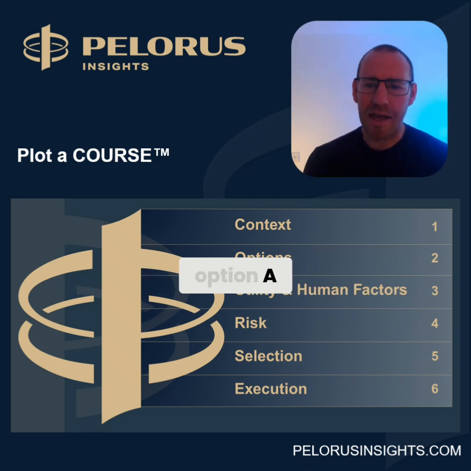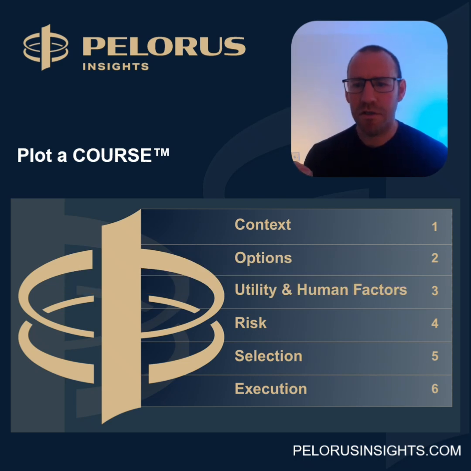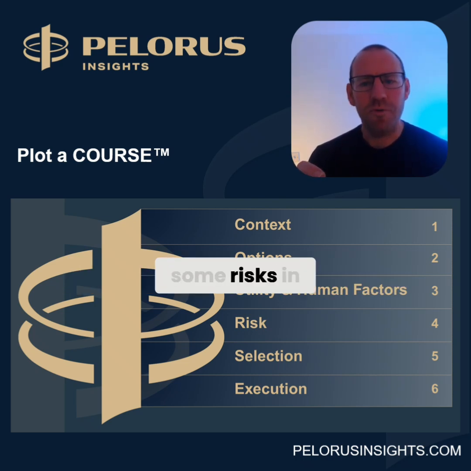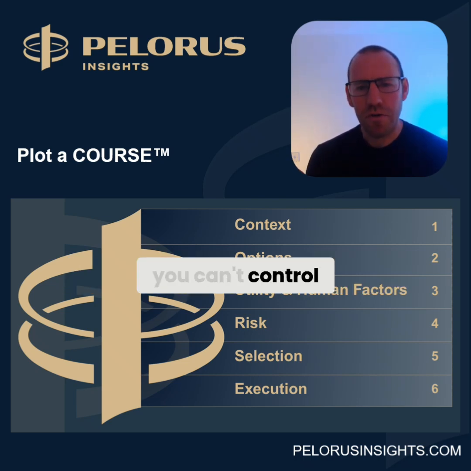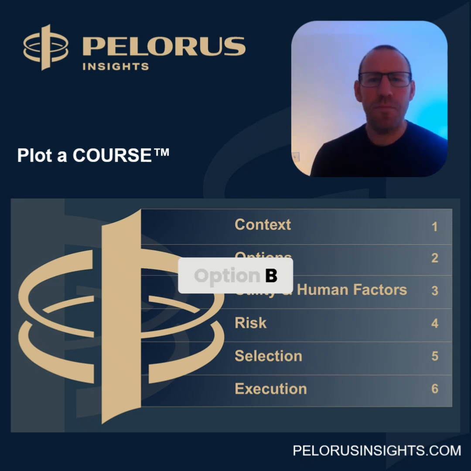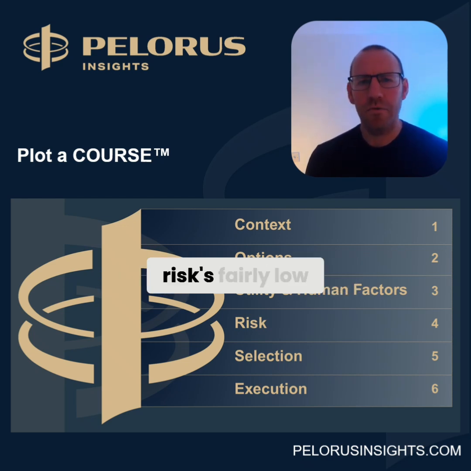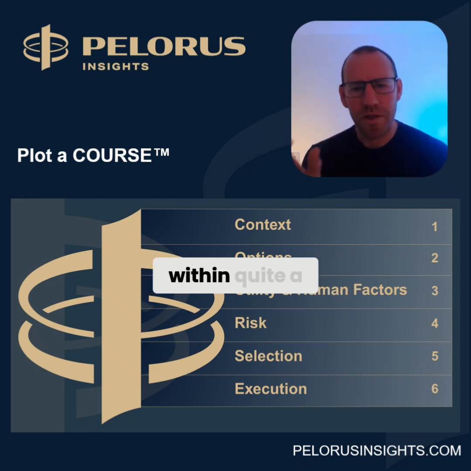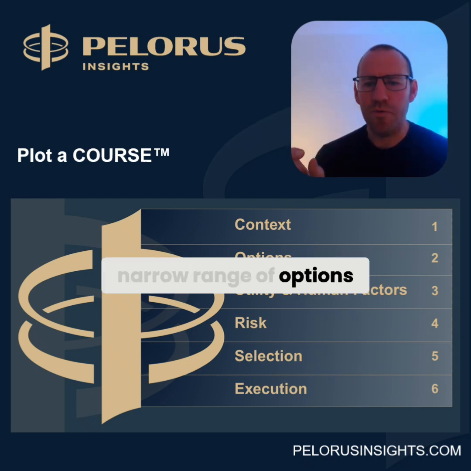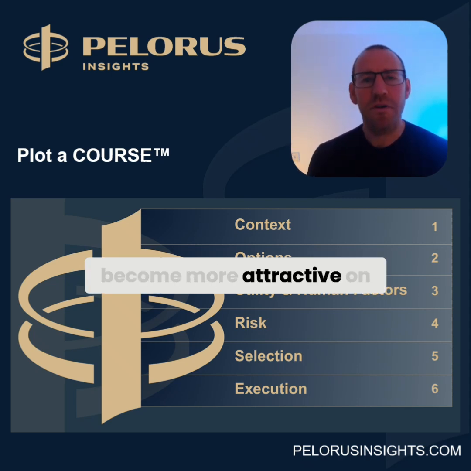Perhaps option A looks attractive in terms of estimated deterministic cost. But there's some risks in option A that you can't control, and that means that it's got a long tail and really could blow up. Option B might look comparatively expensive when you look at it deterministically, but the risk's fairly low and you can deliver it within quite a narrow range of outcomes and be confident about that. And perhaps that one will become more attractive on that basis.